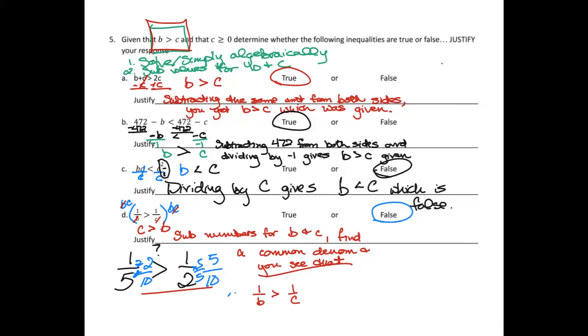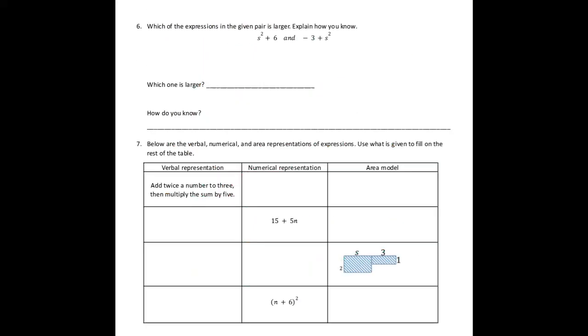So, any other questions on number 5? All right. What other questions? Got all this down? Javion? Number 6. Because I don't understand. Number 6. Next page.